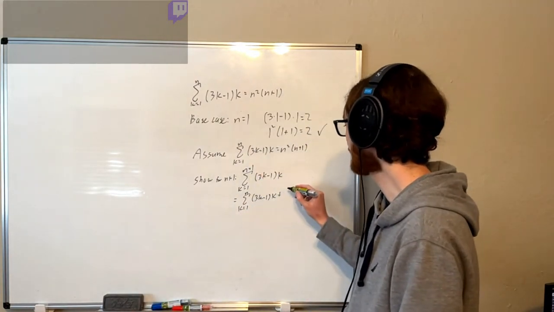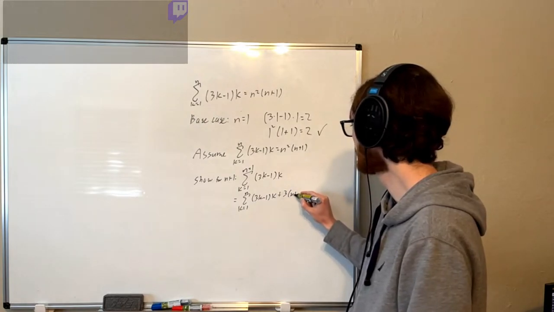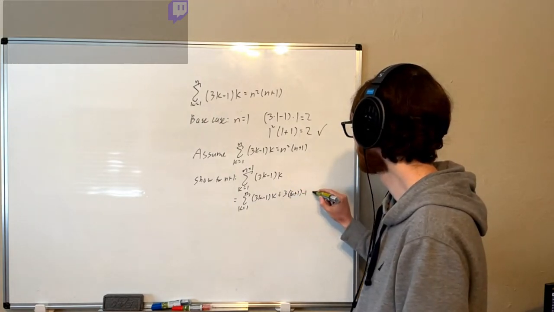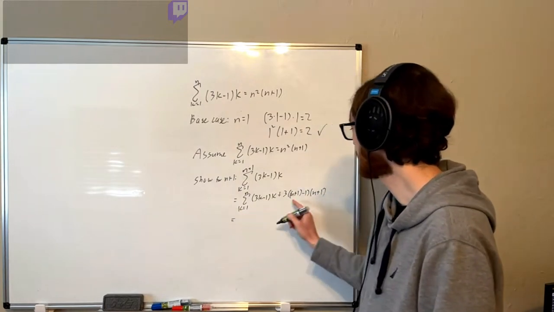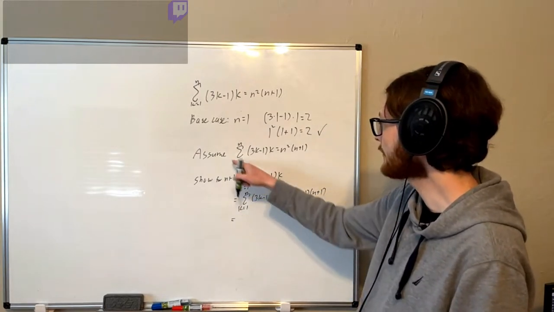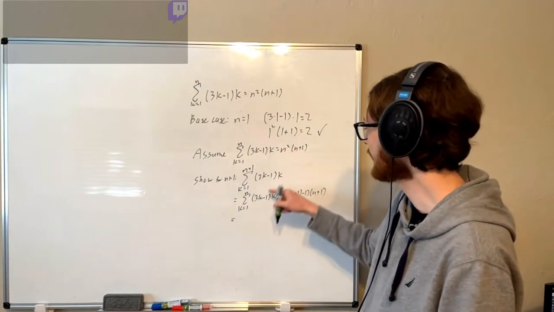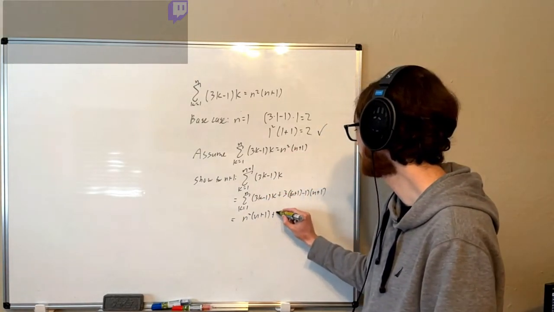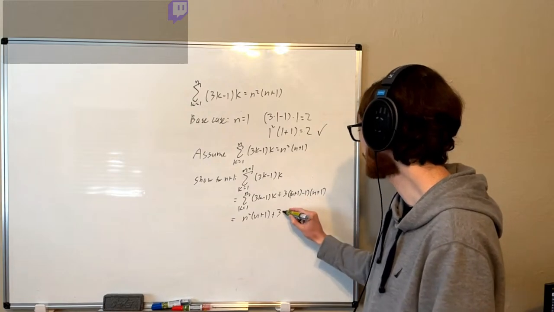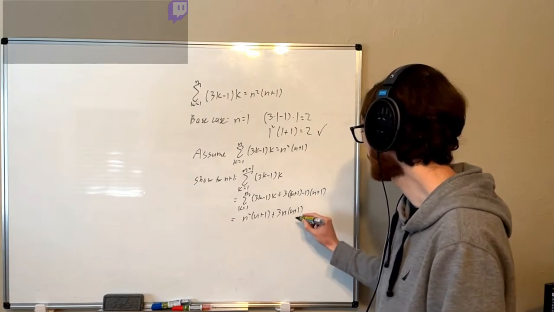Now plug in n plus 1. Let's change it up a little bit, and then we also assumed this, so we can plug this in for that. N squared, n plus 1. N plus 1 minus 1 is just n. It's n plus 1.